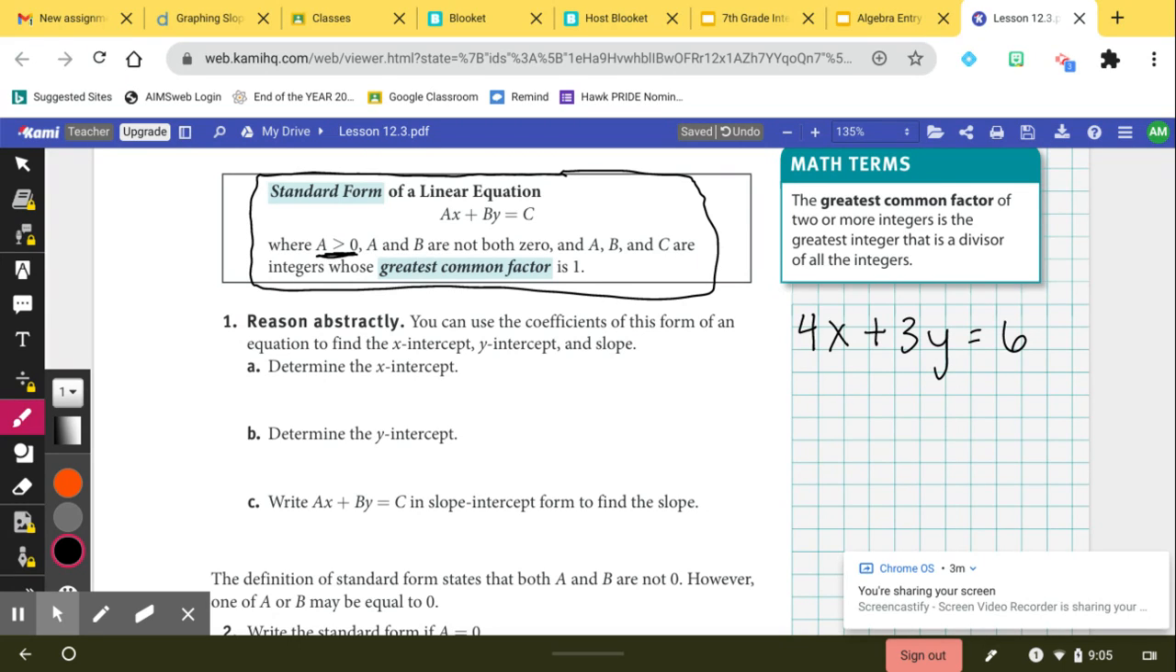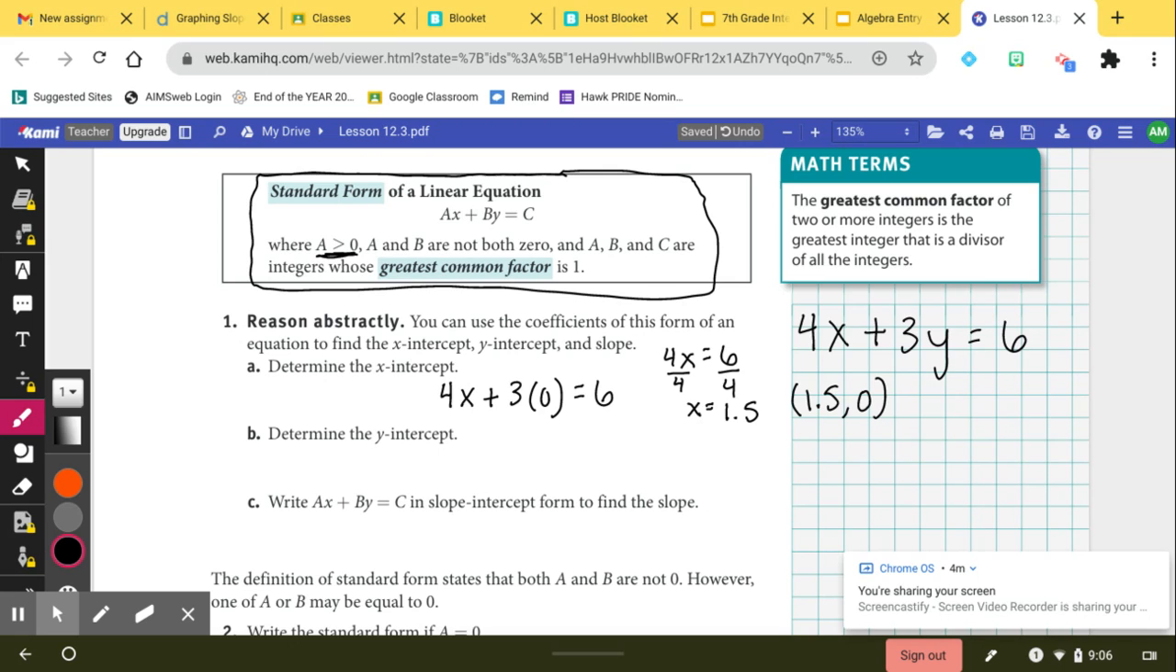So then it says to determine the x-intercept. The x-intercept is where it crosses the x-axis, so when y is 0. In order to find my x-intercept, I'm just going to plug in 0 for y. So we get 4x plus 3 times 0 is equal to 6. Well, 3 times 0 is 0. So we're dealing with the equation 4x equals 6. Dividing both sides by 4, x is going to be equal to 6/4 or 1.5. So we know it crosses the x-axis at the point (1.5, 0).